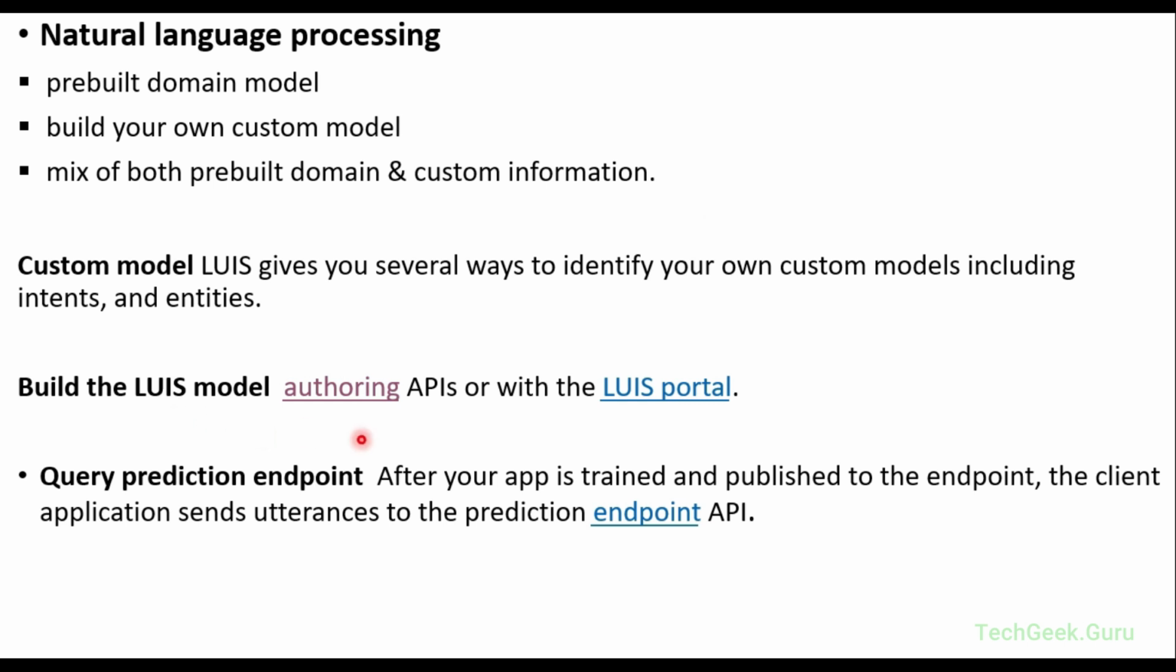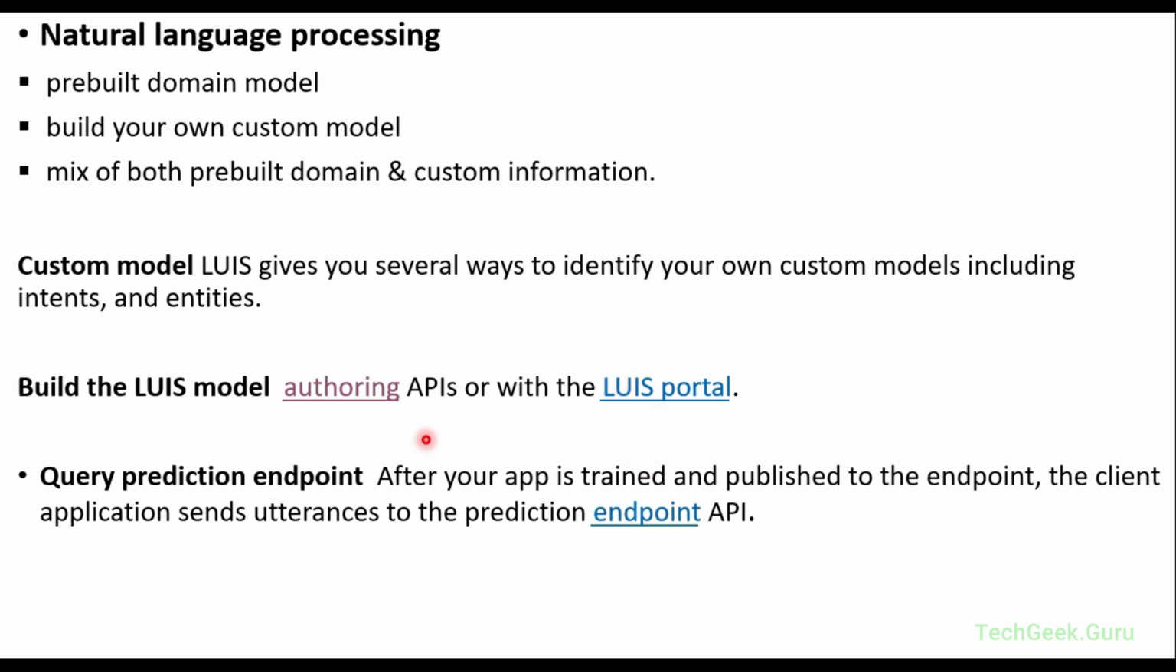There are 2 ways which LUIS provides you to create your own model. You can use authoring APIs. Authoring APIs are those that you use to create your model and then train your model or modify your model. Or you can use the LUIS portal to train your model or create your model. We are going to use the LUIS portal in this course to train our own intents. And later on we will also take a few examples and see how you can use authoring APIs to achieve the same.